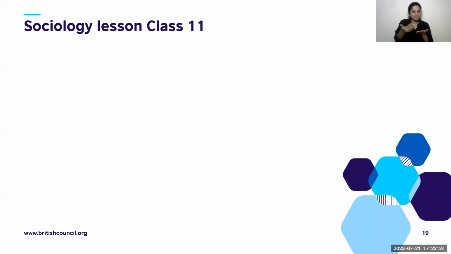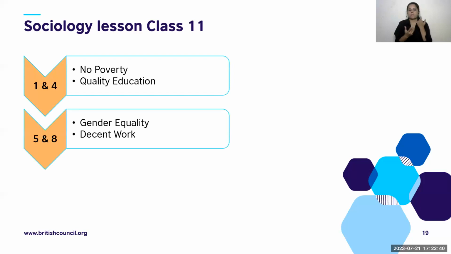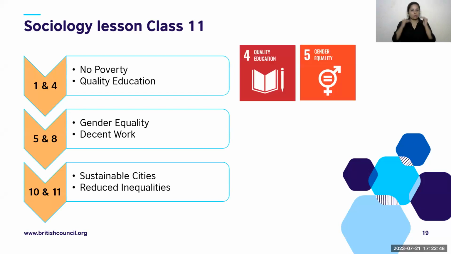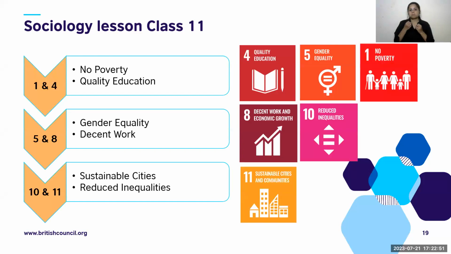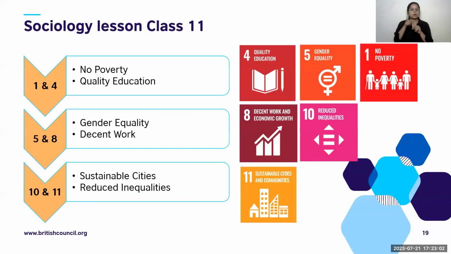Now, there are a lot of goals which can be linked here because that chapter has only 2 content questions at the end. But here we have a lot of possibilities for the UN SDGs. We can have no poverty, quality education, gender equality and decent work, and we can have sustainable cities and reduced inequalities. So a lot of exploitation of the SDGs here. But what kind of activities could we bring in here? Yes, Priya, what kind of activities could we bring in here?